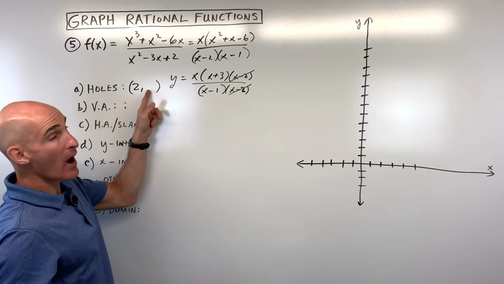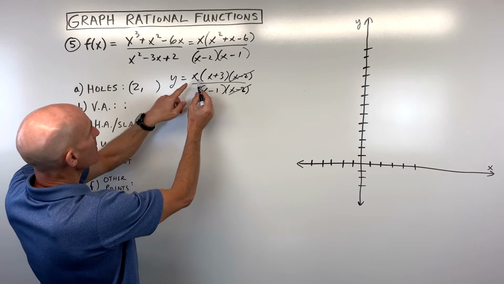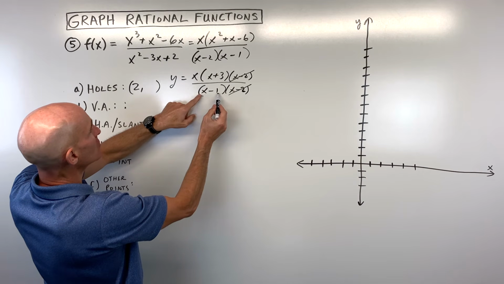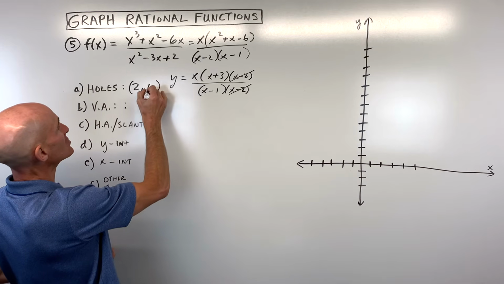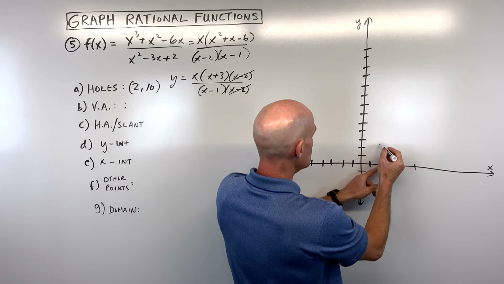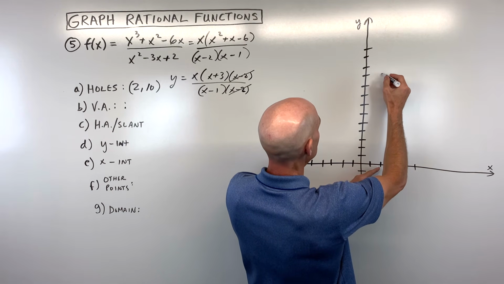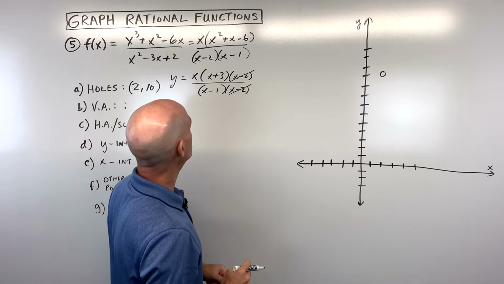Now, how do we find the y coordinate? We take that 2 and we plug it back in. So that's going to be, let's see, 2 times 5 is 10 over 2 minus 1, which is 1. So that comes out to 10 over 1, which is 10. So let's see on our graph here, 2, 10, that's going to be 1, 2, 3, 4, 5, 6, 7, 8, 9, 10, right about here, okay, is our hole.